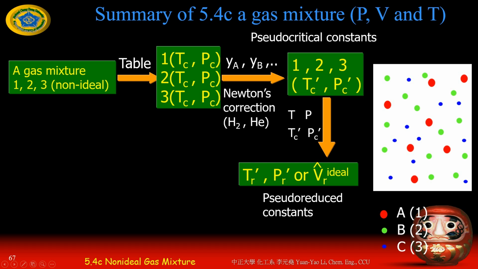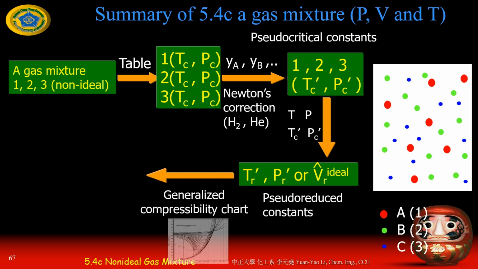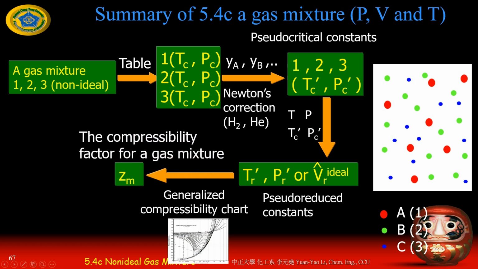Once you have the pseudo-reduced constants, you go to the generalized compressibility chart, this one. Because this has pseudo-reduced pressure, pseudo-reduced temperature, and pseudo-reduced volume, with 2 out of these 3 you can get a compressibility factor. This is what we call Z_M, where M stands for mixture.